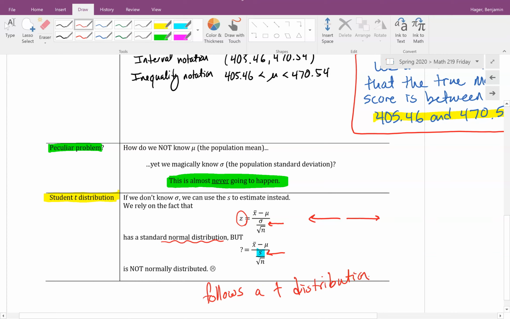All that means for us is that we consult a different table. Okay, so when you're dealing with the t-distribution, you're just not going to look at a z-table. You're going to look at a t-table to find your critical scores. But otherwise, you're going to do everything exactly the same.